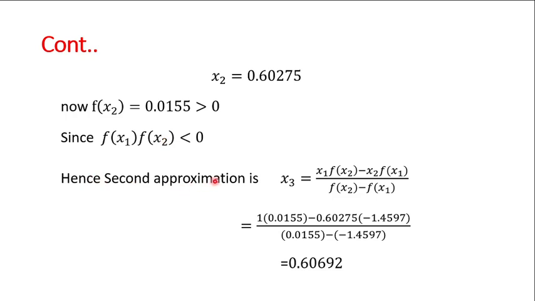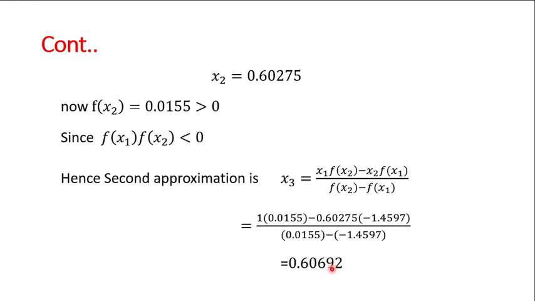Hence, the next approximation x3 can be written as x1 f of x2 minus x2 f of x1, whole divided by f of x2 minus f of x1. Again substitute the values. We get 0.60692. This is the x3 value. Comparing x3 with x2, here we do not get the same value up to the third decimal. Here up to the third decimal we have 602, but here we have 606. Hence we go to another approximation.